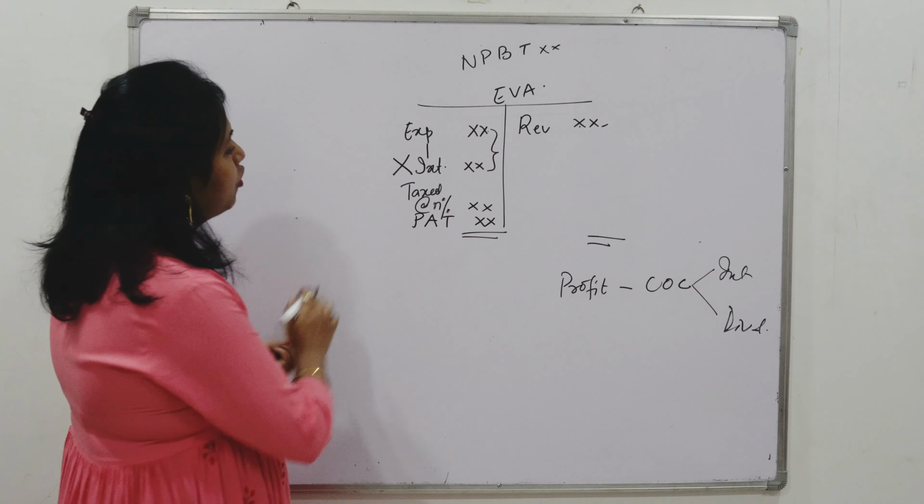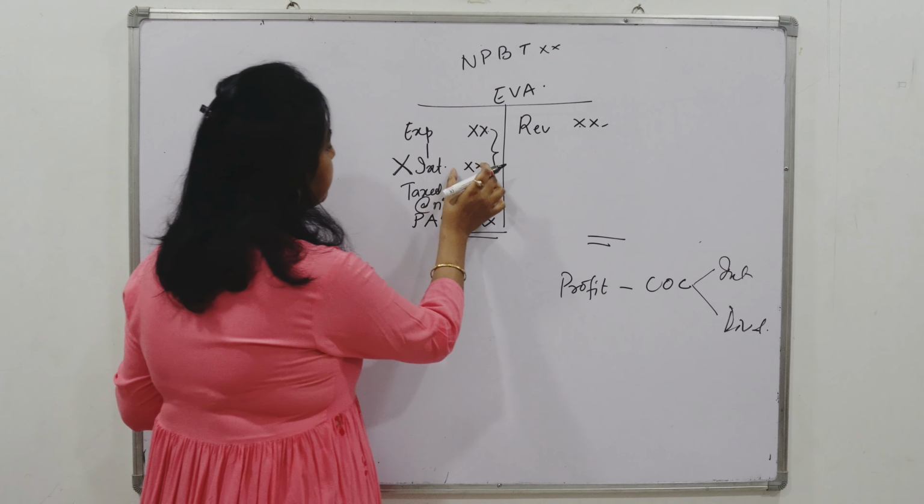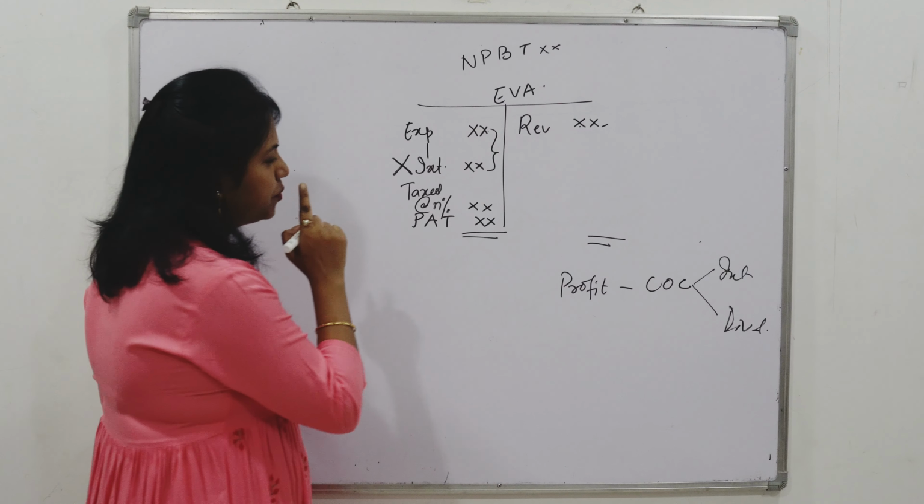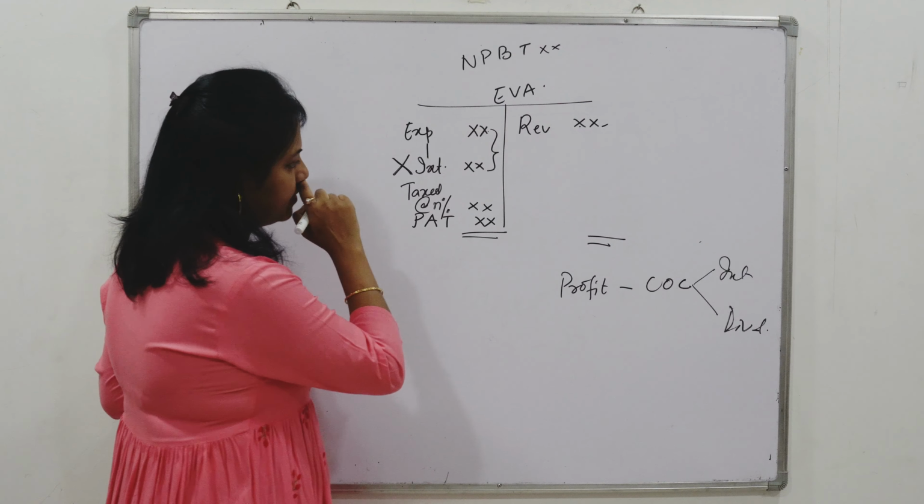Now friends, if I am not showing the interest as an expense here, then can you understand this fact that because I have charged interest, my tax is reduced? If there is no interest, my tax will increase. So I'm getting some tax benefit because of the interest. So this is called the tax benefit on interest.